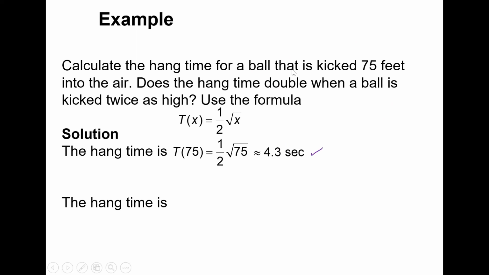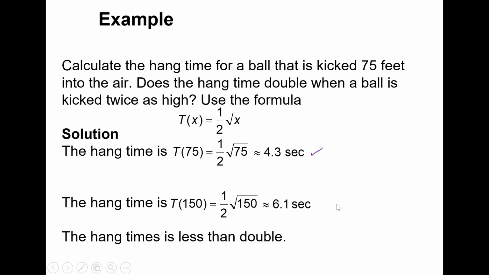Now, if we put it in at 150, when we do that, we take the square root of that times a half, we get 6.1. Now, is the hang time twice as big? Well, twice that would be 8.6. That's 6.1. So no, it's less than double.